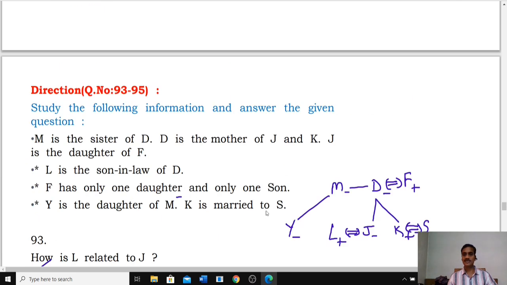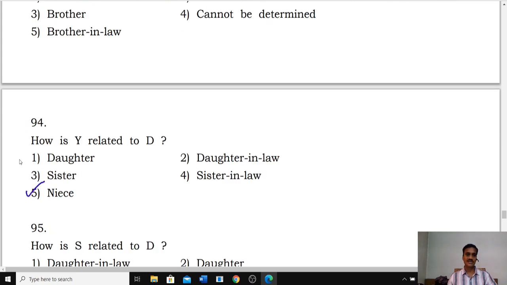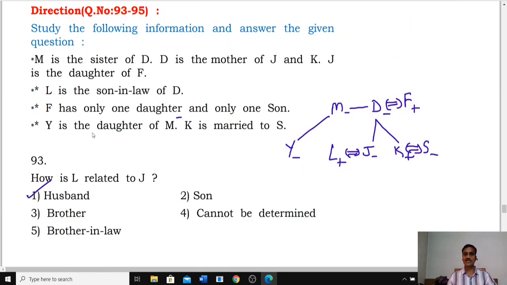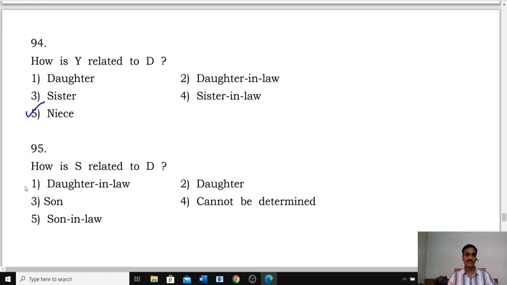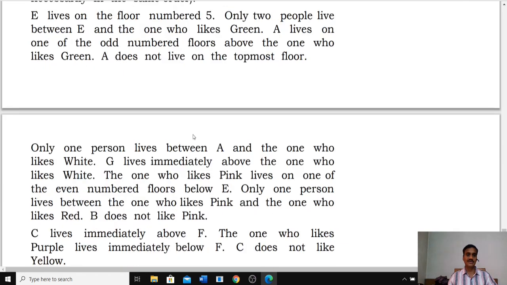Then 94. How is Y related to D? D's sister's daughter. Sister's daughter is niece, that is choice 4, 94. Then 95. How is S related to D? D's son's wife. Son's wife is daughter-in-law, that is choice 1, 95.